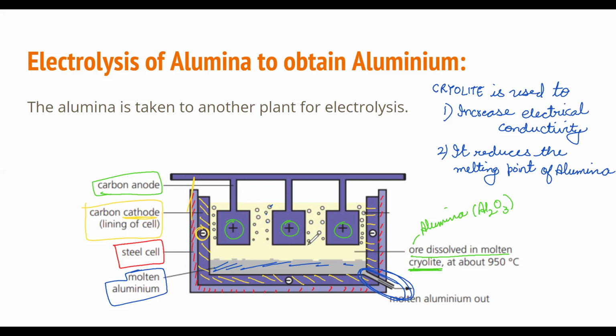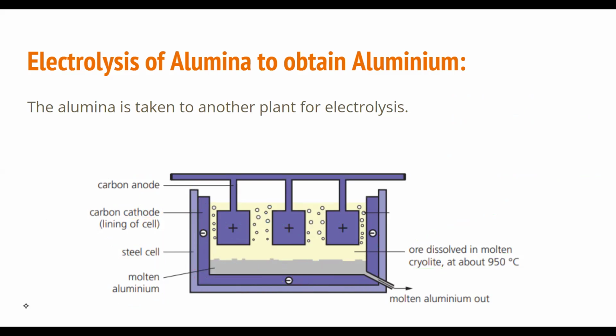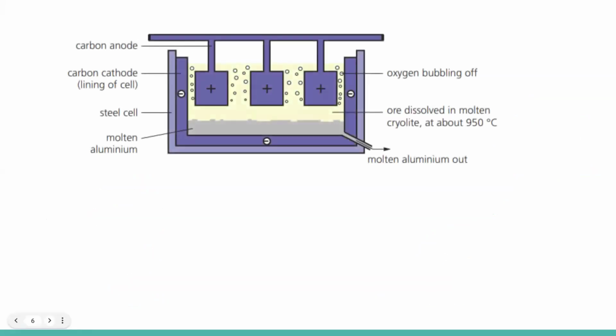But not only this, we need to learn about the various reactions that happen during electrolysis of alumina. So let's have a look at that. Moving ahead, we have chemical reactions happening. The setup is again in front of us. It's completely the same setup.